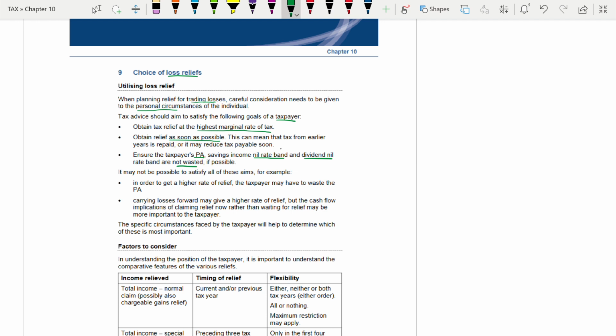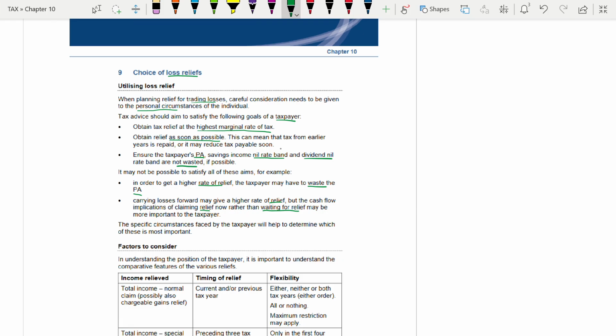Okay, as per the rules. It may not be possible to satisfy all these aims. In order to get a higher rate of relief, they have to waste the personal allowance, because you cannot get everything. Somewhere we have to compromise. Carrying losses forward may give a higher rate of relief, but there are cash flow implications of claiming relief now rather than waiting for relief. People say, okay, I will carry forward the relief.